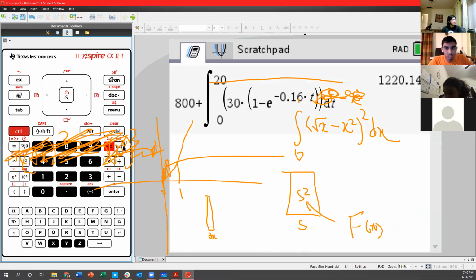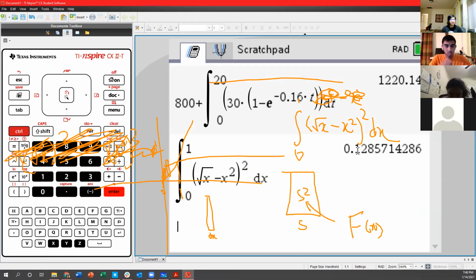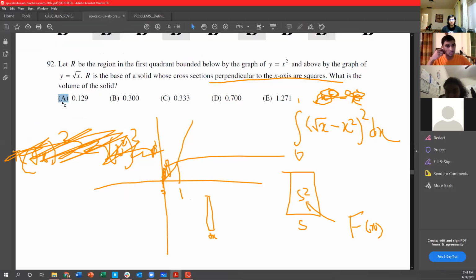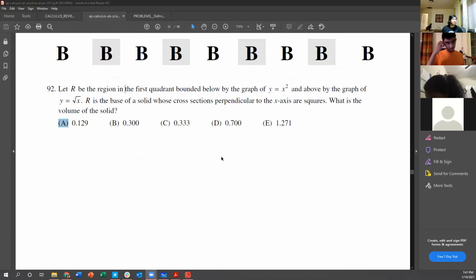So we have our integral from 0 to 1. Sorry, this is so messy. This will be raised to the second power, and we have the square root of x minus x squared dx. Hit enter, I get 0.129. So I guess it would be A then. A? Okay. I think that's right, hopefully.